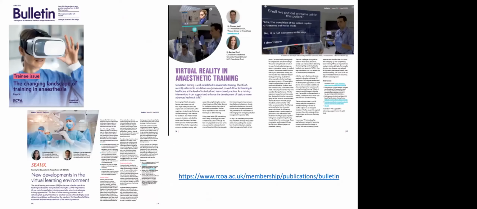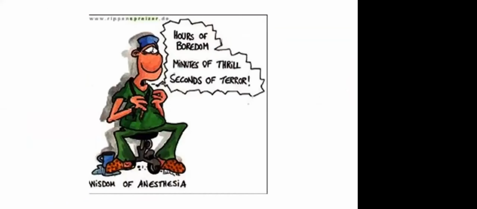Right, so virtual reality and anaesthesia. This was published very recently in the Bulletin of the Royal College of Anaesthetists, and there's the link if anyone wants to have a look. Virtual reality, I think, is going to become part and parcel of medical education. Our surgical colleagues use it, imaging, radiologists, etc. Everyone is venturing into this format of technology, and anaesthesia is no exception.